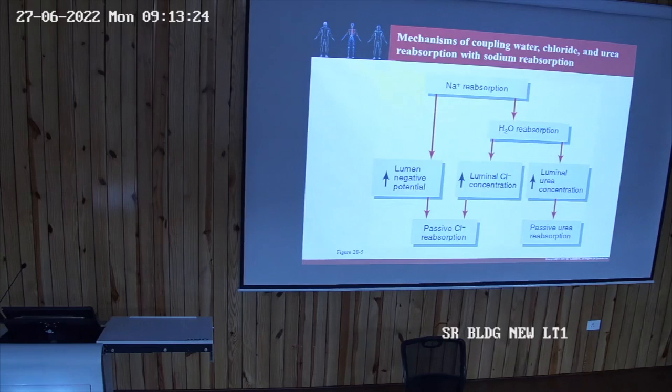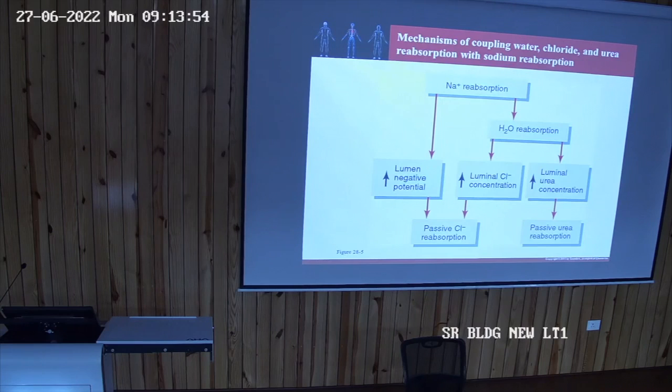This is with the help of the osmotic gradient created in the medullary interstitium area. And how is this medullary interstitium gradient created? With the help of specialized channels present in the ascending limb, which help in the reabsorption of sodium, potassium and 2 chloride ions.